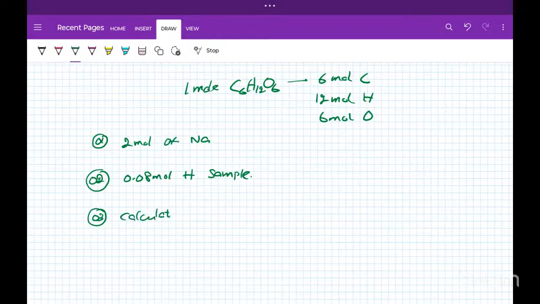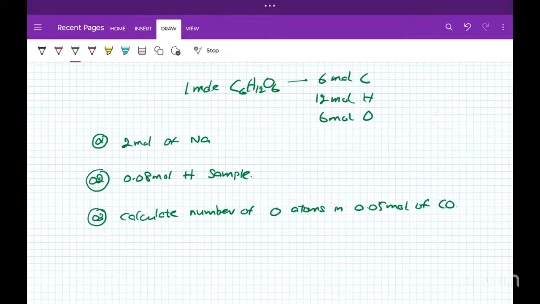Third one, calculate number of oxygen atoms in 0.05 moles of carbon dioxide sample.